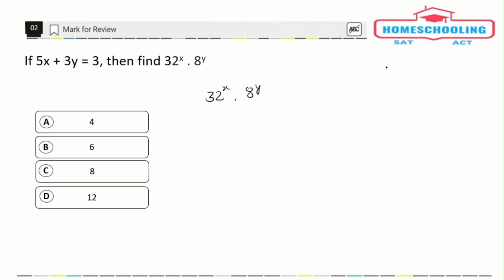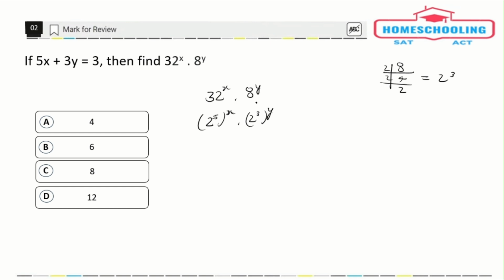If you find the prime factors of 8, it would be 2, 2, 2. So 8 can be written as 2 cube. Similarly, 32 can be written as 2 to the power 5. So what we're going to do is 2 to the power 5 whole to the power x into 2 to the power 3 whole to the power y.